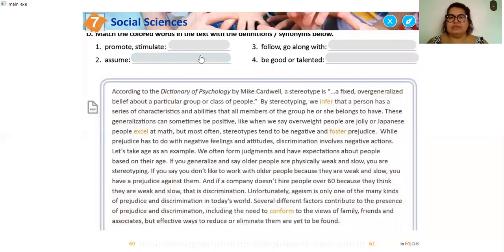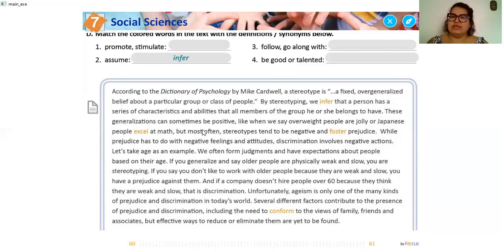So infer means assume. According to the Dictionary of Psychology by Mike Cardwell, a stereotype is a fixed, overgeneralized. To generalize something is generalizar. Overgeneralize is generalizar além da medida. Belief about a particular group or class of people. By stereotyping, we assume that the person has a series of characteristics and abilities that all members of the group he or she belongs to have.